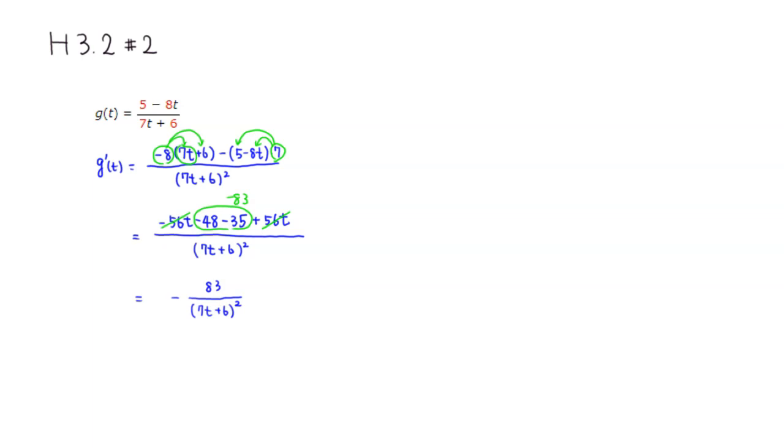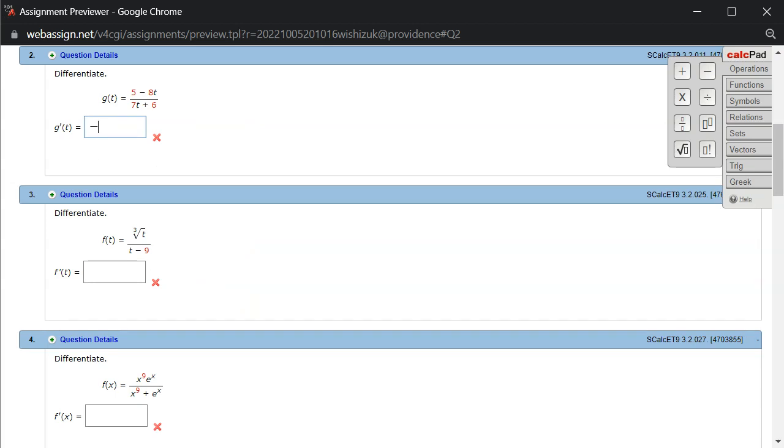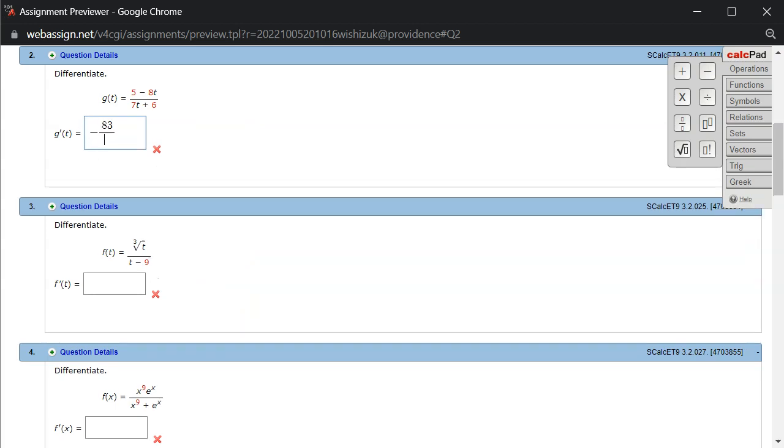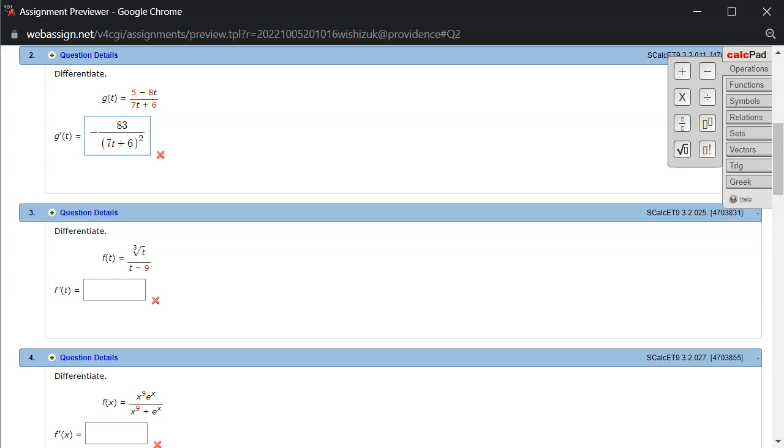Let's type it in. All right, so we have negative 83 over quantity 7t plus 6 and raise it to the second power. All right, let's check the answer.